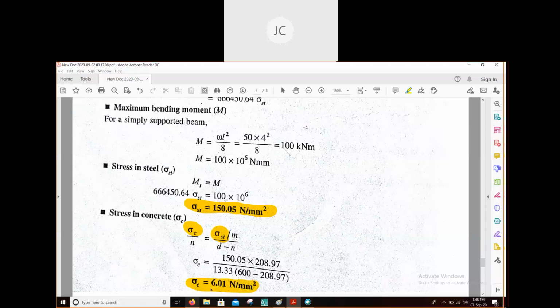Okay, so now can you tell me in which portion of the concrete you will get the maximum compressive stress? Because in concrete compressive stresses are developed, and steel will carry the tensile stresses. So if I ask you in which portion of the concrete you will get the maximum compressive stress, in which portion?